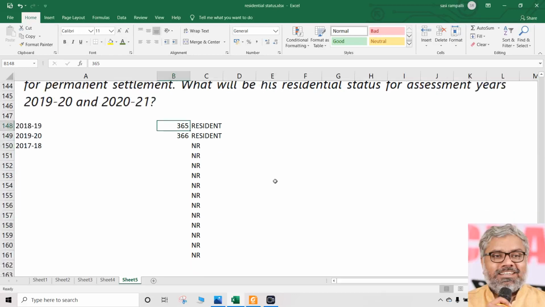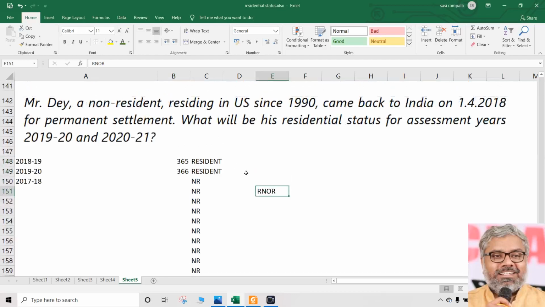Next, additional condition number 2, should we check? Actually not required. Why? Because if even one condition is not satisfied, he automatically becomes a RNOR. Even then, if you want to check additional condition number 2, it will also not be satisfied. Why? Because did he stay for 730 days or more during 7 years immediately preceding the previous year? Answer is no. He stayed for only 365 days, that too in only 1 year. Prior to that, he never stayed in India at all. So never did he stay for 730 days or more during 7 years immediately preceding the previous year.